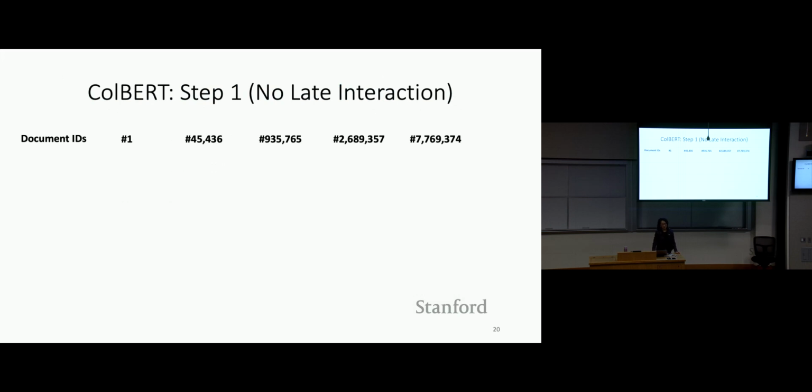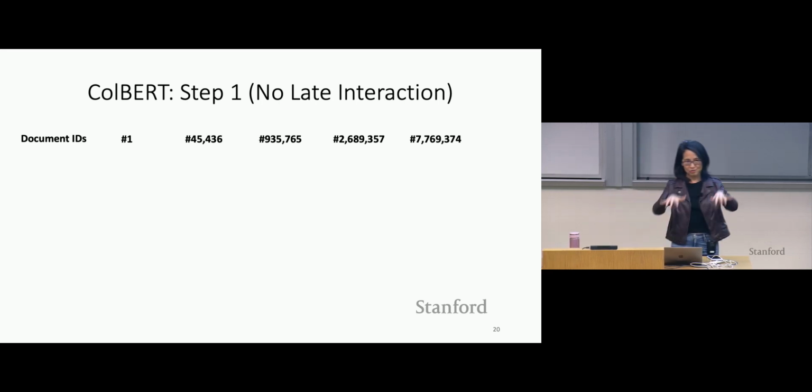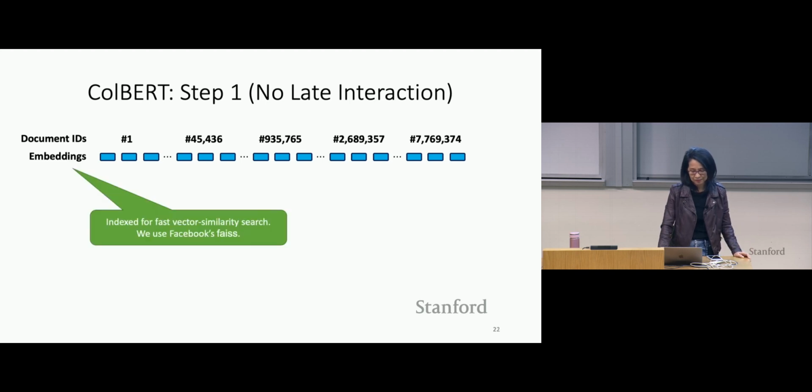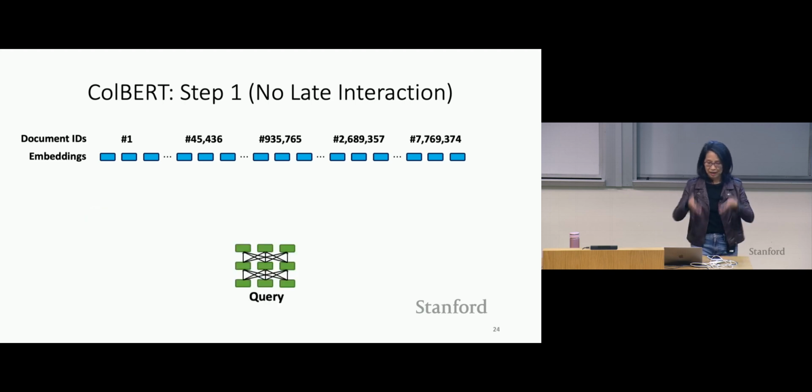So let's see how it works. We say that there are two stages. The first one is that we're just going to use no late interaction. I'm just going to look at the embeddings of the queries and the documents and find the closest thing. For example, here we show that for each document we have an n-dimensional vector, so it's an embedding, and we are using the fast vector similarity search. When you have a query, you have to go through the embedding. The embeddings for the documents are all pre-computed once and for all offline.